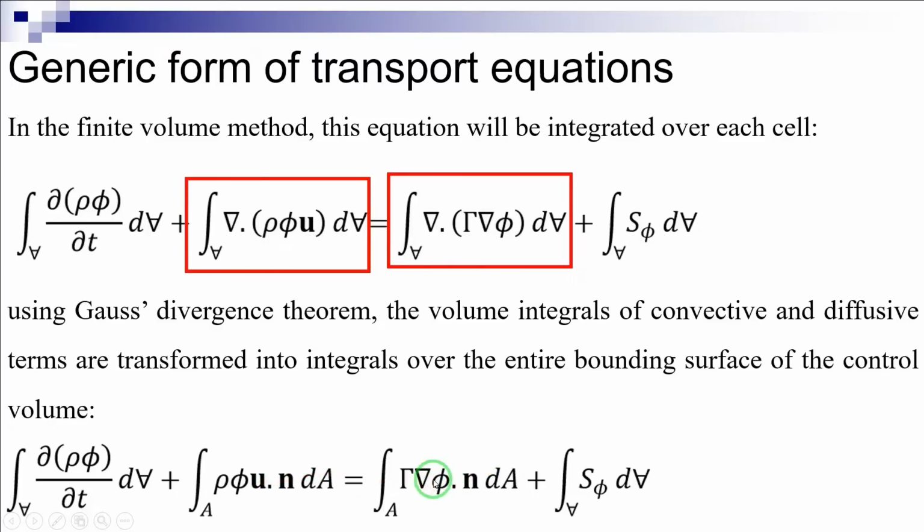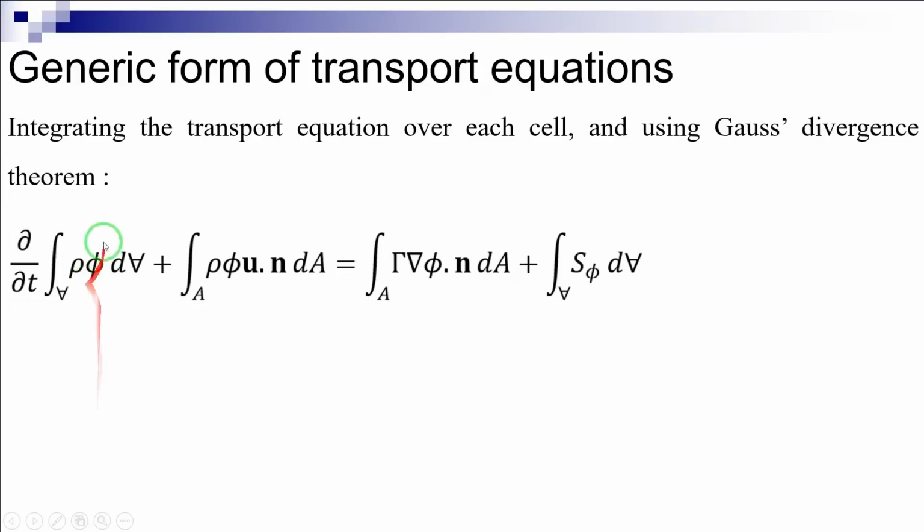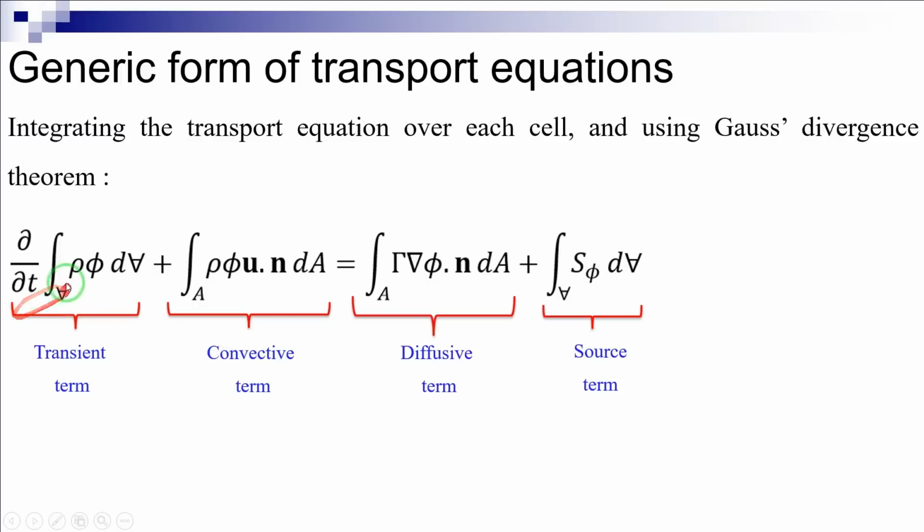The order of integration and differentiation of the first term can be changed to clarify its physical meaning. This first term shows the time rate of change of phi within the control volume. The second term is the rate of decrease of phi due to convection. The third term is the rate of increase of phi due to diffusion. And the last term is the source term.